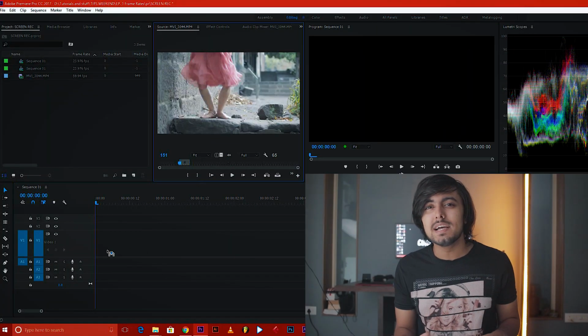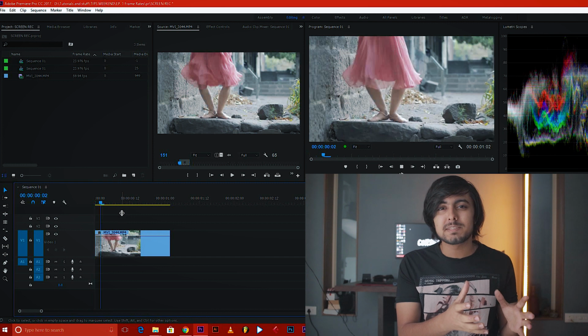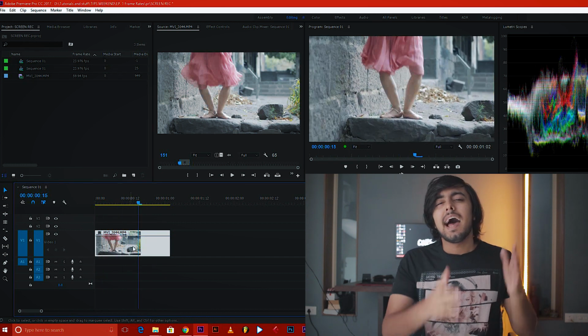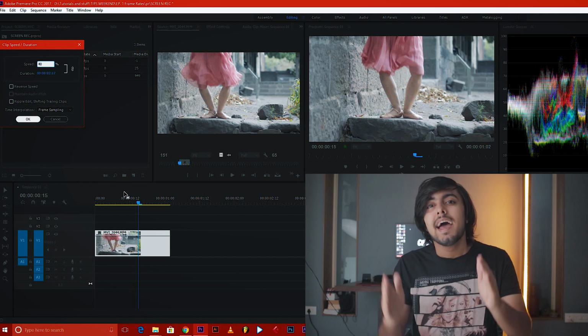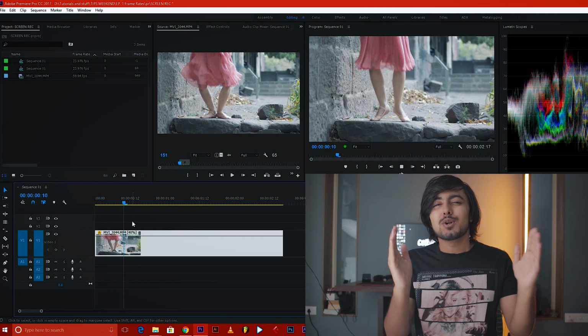Then there are other frame rates like 60 frames per second or 120 frames per second. These are used for slow motion. Basically, what you do is you shoot at 60 frames per second or 120 frames per second, and then you bring that footage into a 24 frames per second timeline, and then you can slow it down to get that smooth slow motion.